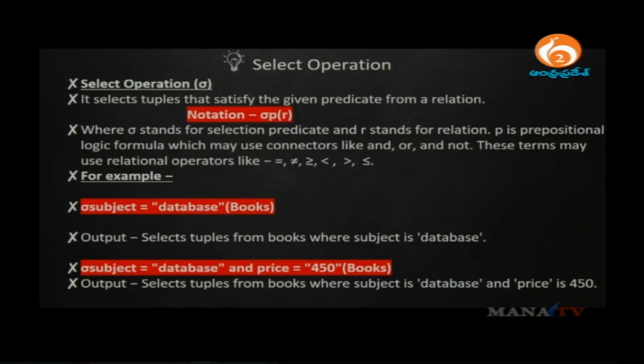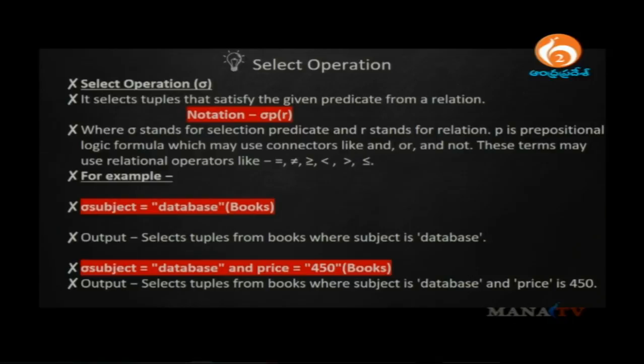Let me show you the screen again now. See that output. What is the output? It's going to show you the select of the tuples from the books where your subject is database. Alright. Now, the second query, I am giving you one more query here: the subject is database and the price is 450, from the books.